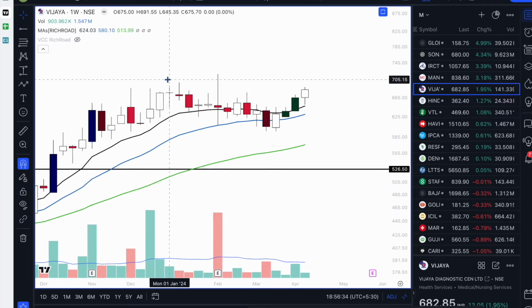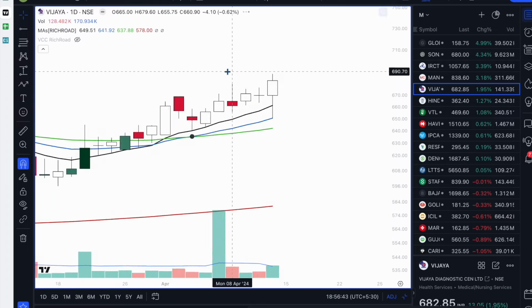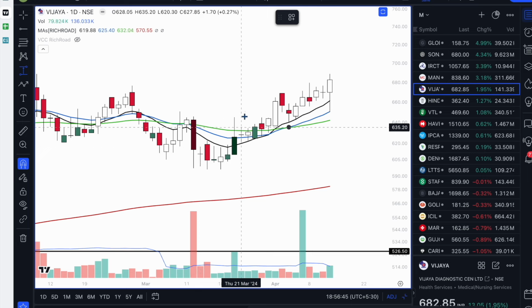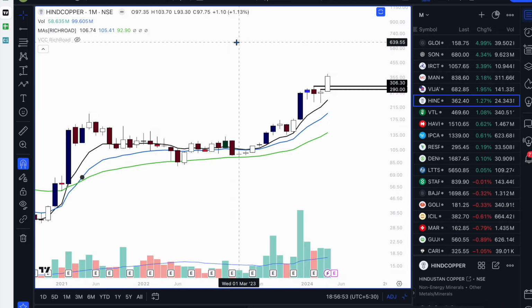On the weekly, how does it look? See again, price closes above 20, forms an inside bar which closes above the 10 moving average. You buy here. What will be your SL? See, pretty similar, right? You simply place your orders above here. This will be the higher low, 3.5%, and you can still make good money. Same goes for Hindustan Copper, right?